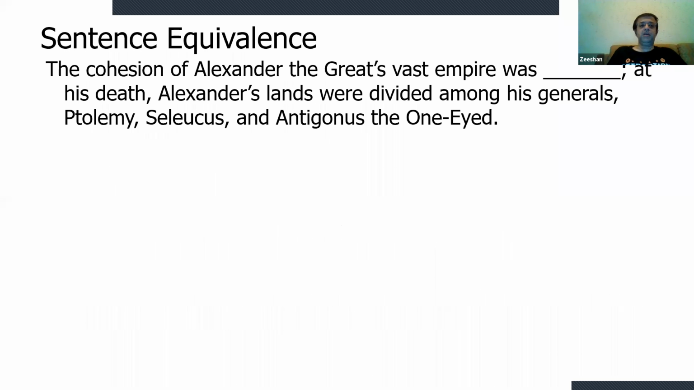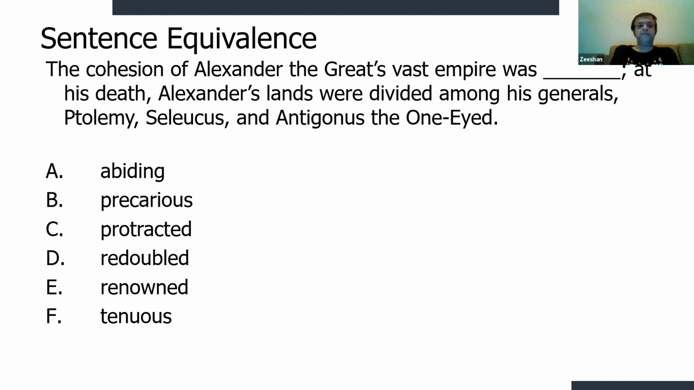Okay, so next look at this sentence equivalence. Here's an example. The cohesion of Alexander the Great's vast empire was dash. At his death, Alexander's lands were divided among his generals. Okay, so you see in sentence equivalence, you will be given 6 answer choices and you will have 1 blank. For that blank, you have to select 2 answer choices in a way that if you use either of those 2 words, the meaning of the sentence should not change.